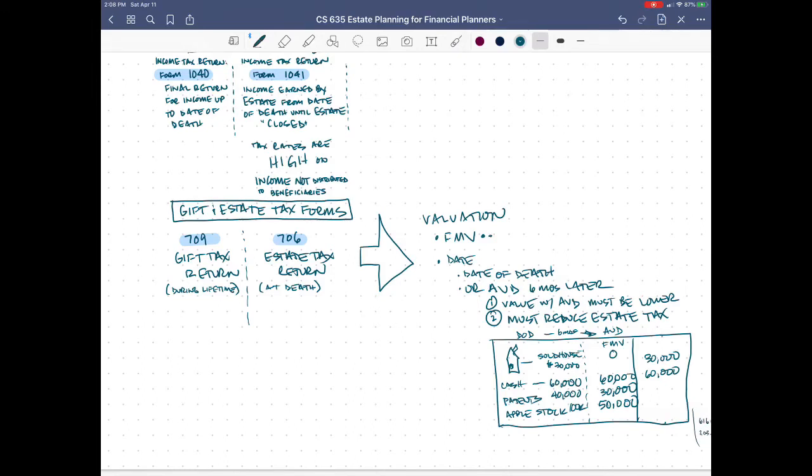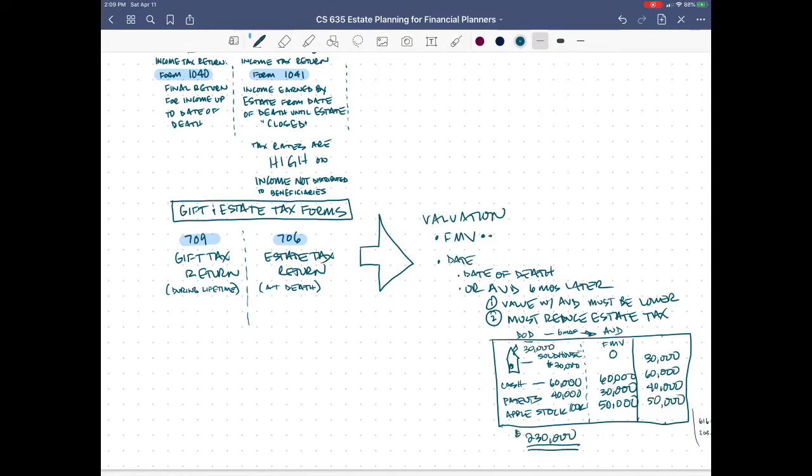Now, how about that patent? Since it's a wasting asset, and what we mean by that is it's an asset that naturally reduces in value. Now, this could include other things besides patents. The book lists them out. It includes annuities, royalties, installment notes, etc. So we're not going to reduce the patent's value. We're going to keep that at $40,000. In this Apple stock, ding, ding, ding, we get the $50,000.